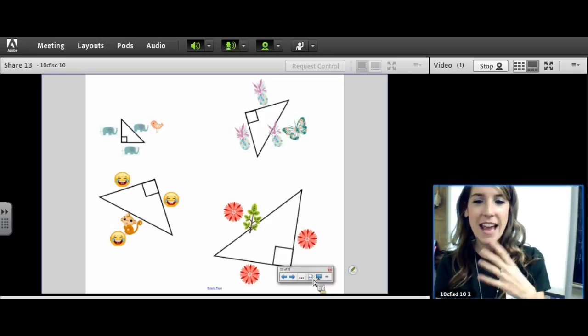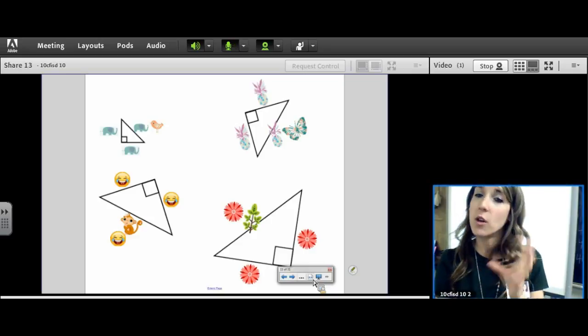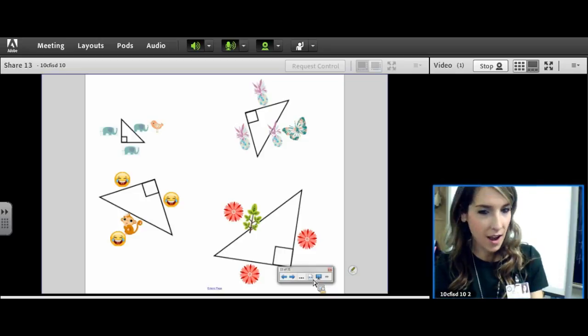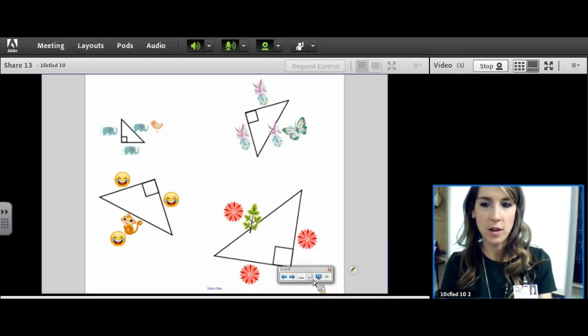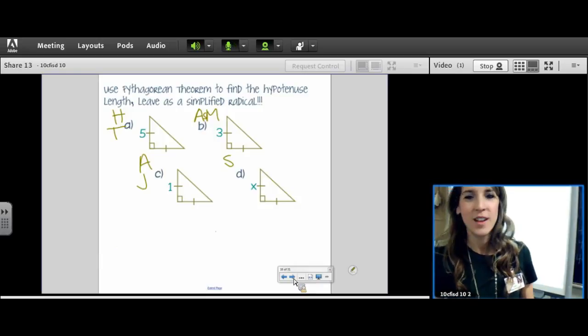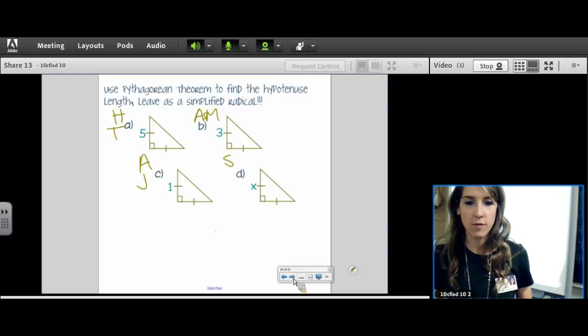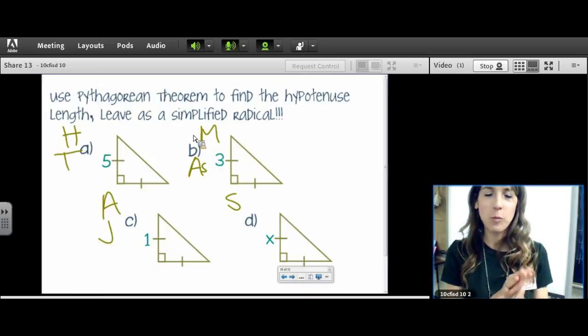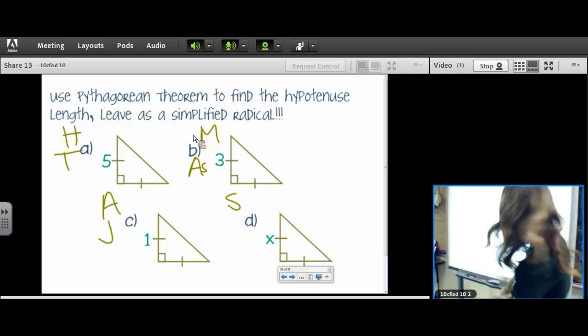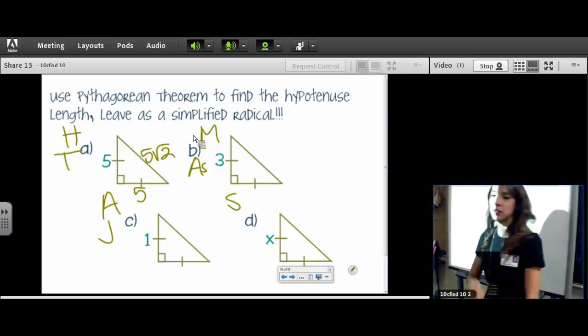All right, let's see how this relates to today's lesson. This is a pattern, and this pattern is not a coincidence. It happens every time we have right and isosceles triangles. Do the Pythagorean theorem, solve for the hypotenuse, and leave it as a simplified radical. All right, what was the hypotenuse length for triangle A, as a simplified radical? Good. So this side is 5. This side is 5 root 2.